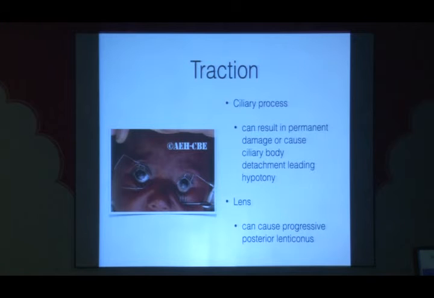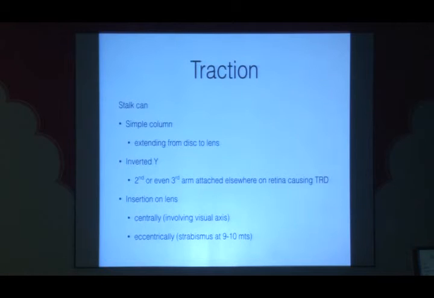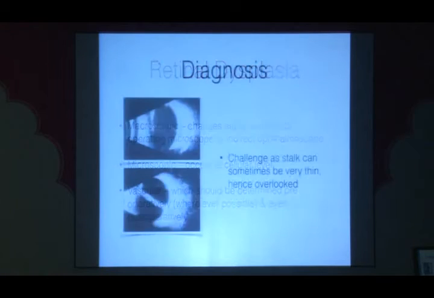So traction can occur in the ciliary body and lead to progressive change in the ciliary process. It can result in permanent damage or ciliary detachment leading to progressive hypotony, or involve the lens leading to cataract and lenticonus. So all these things can be seen, and mainly diagnosis is based on ultrasound, but sometimes it can be so thin that it is easily missed on cursory examination.